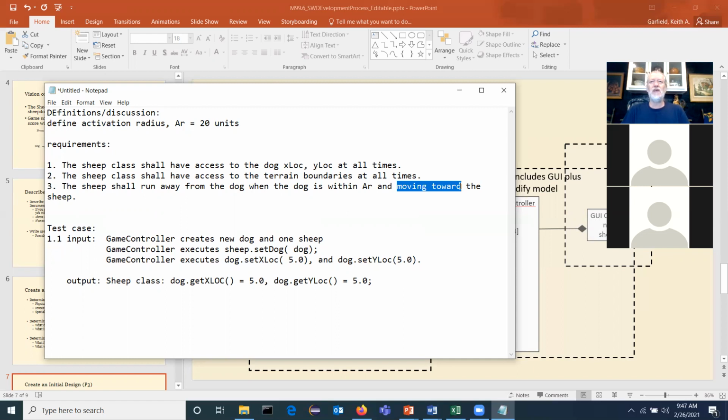Basically, if you said, okay, the line between the dog and the sheep is at some angle, then the dog direction must be at plus or minus 45 degrees from that angle. We're going to call that moving toward. You can come up with these definitions.